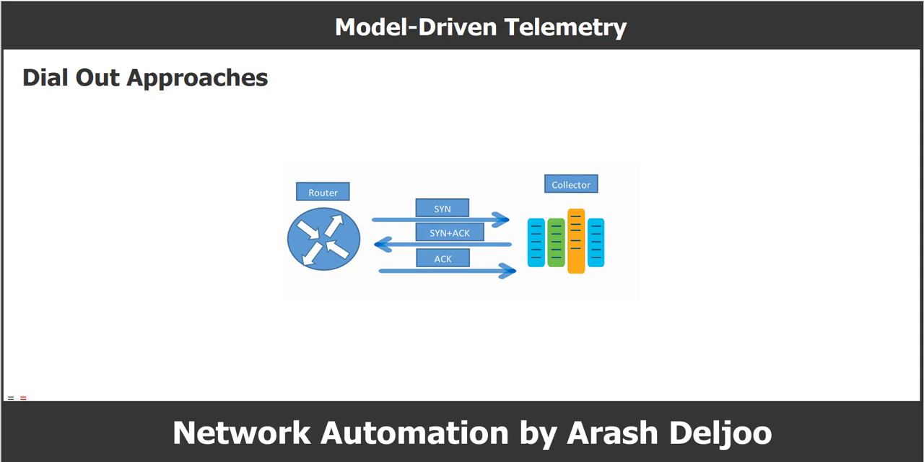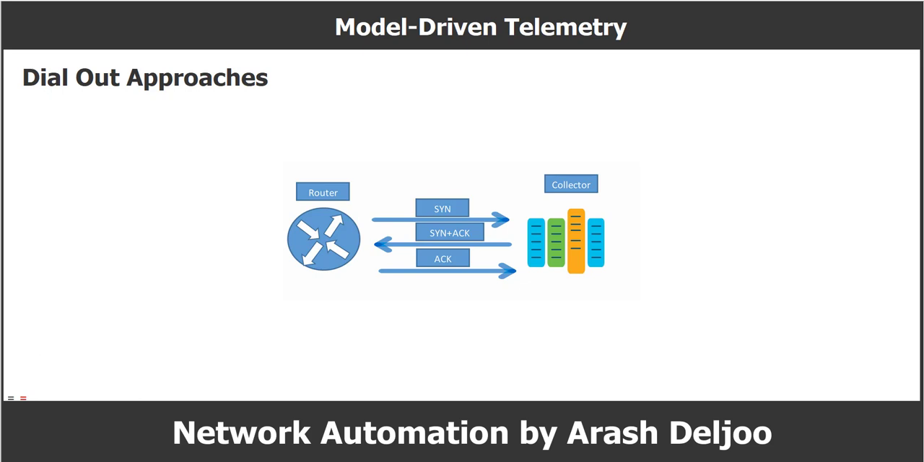About the dial-out approach, with dial-out mode, a network device dials out and sends the initial SYN packet to start the TCP connection to the receiver. This is the default mode of operation. In this mode, the network device acts as the client and the receiver acts as the server. The network device continually attempts to establish a session and stream data to the receiver that has a valid subscription.